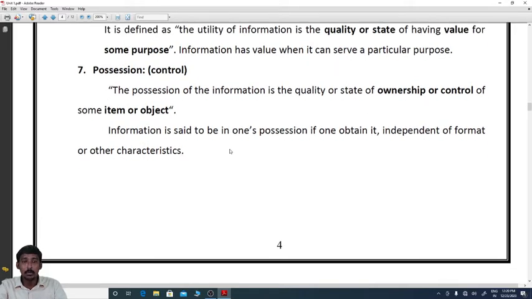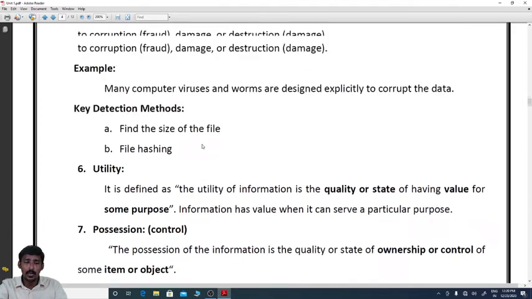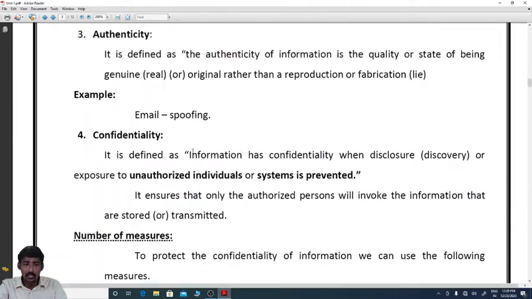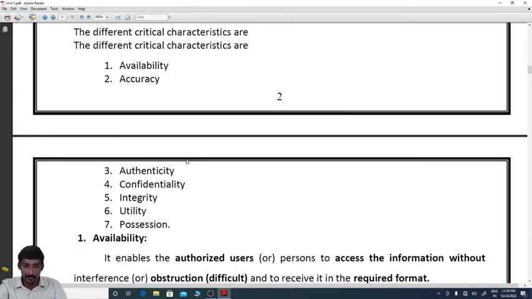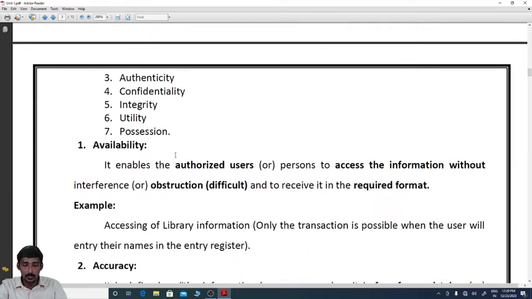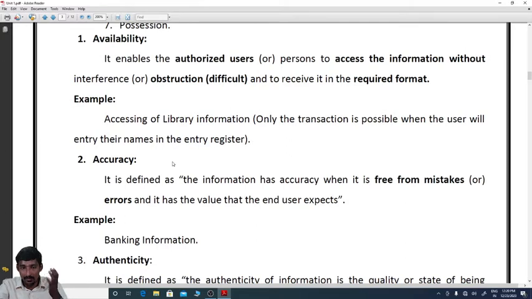These are some of the important characteristics to be considered while you store any information in an organization. I repeat once again. There are different characteristics to be maintained. The first one is availability: the information must be available to the authorized user. The second one is accuracy: the information must be accurate and free from mistakes.